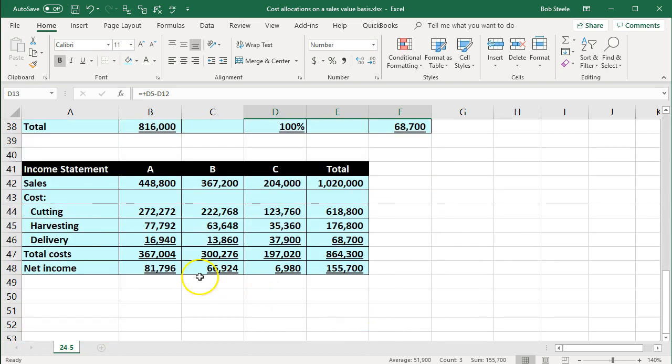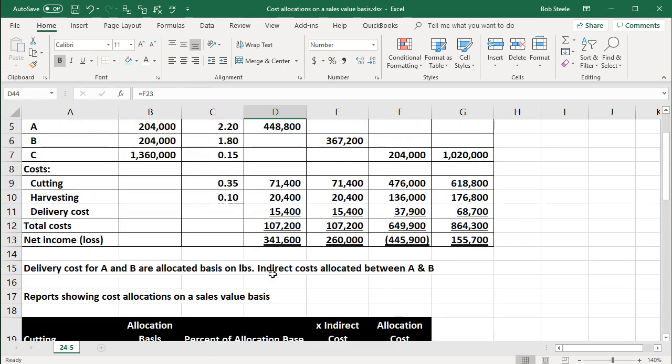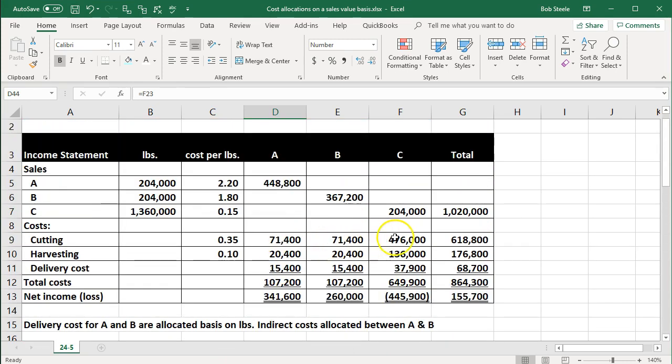If we use this format, you'll see a much different type of allocation, especially over C, which doesn't look quite so bad as it did under the prior allocation. Primarily because we're allocating much less of the cutting to C. As we look up top, we add a lot more of the cutting to C. And so we'd have to check and analyze which of those allocation methods is most appropriate or would give us the best decision making.